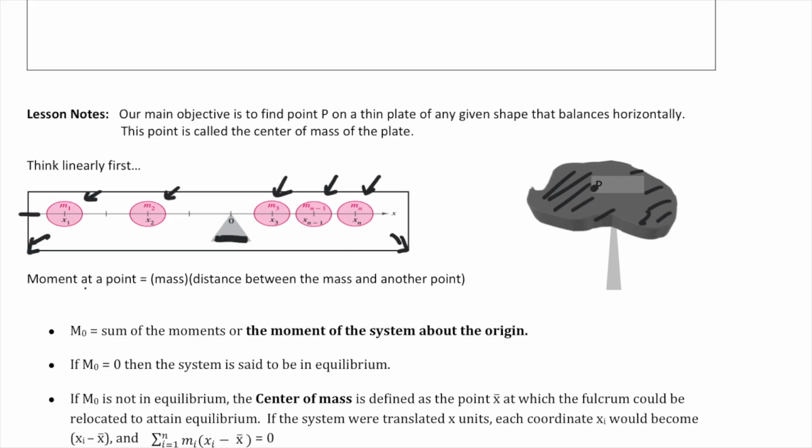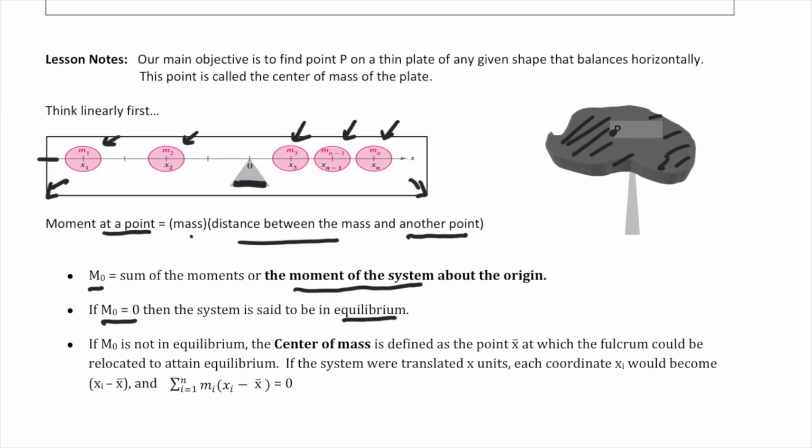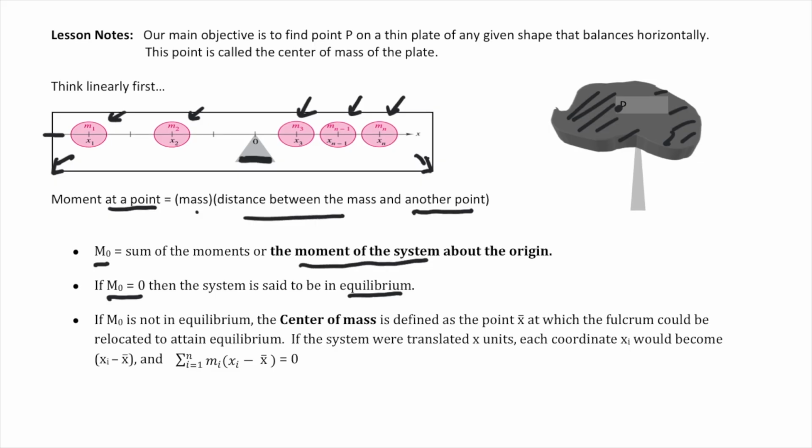So a moment at a point is going to be equal to the mass multiplied by the distance between the mass and another point, which will be our origin. M sub O is going to be the sum of the moments, or the moment of the system, about the origin. So if we can keep M sub O equal to 0, then the system is said to be in equilibrium. If our system is in equilibrium, then it will not tilt to the right and it will not tilt to the left. That horizontal line will stay nice and flat.